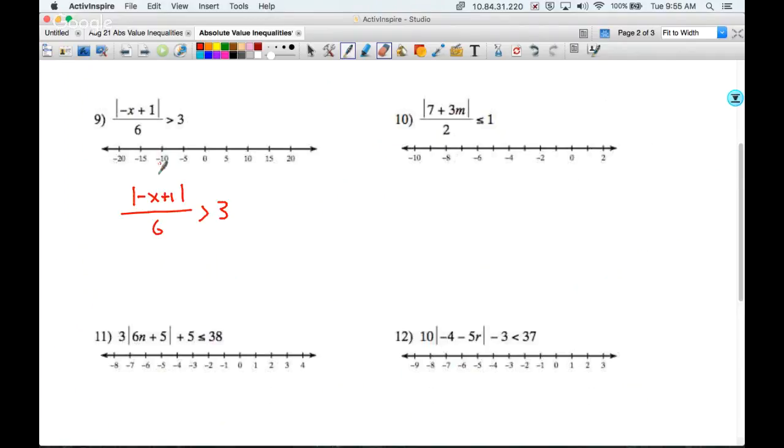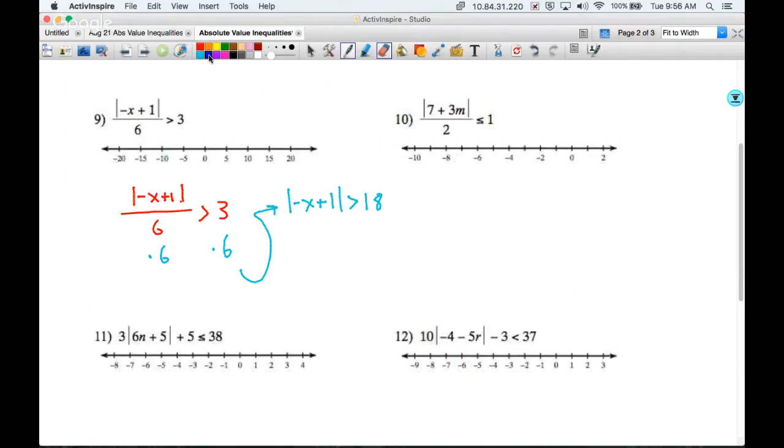So this one we're not ready to do the split yet. We need to get rid of the operations that are outside of our absolute value bracket, namely this divide by 6. How do we get rid of a divide by 6? We need to multiply both sides by 6. So now what do I have? I've got the absolute value of -x plus 1 is greater than 18.